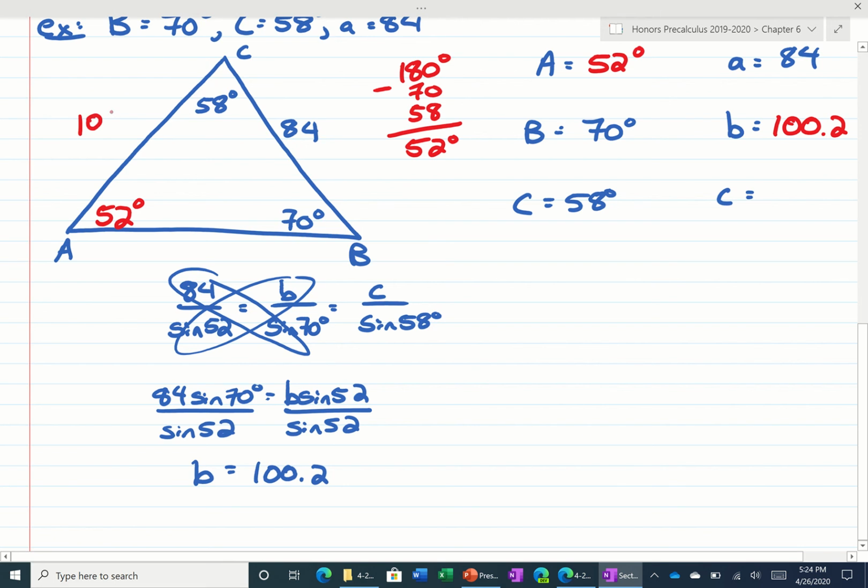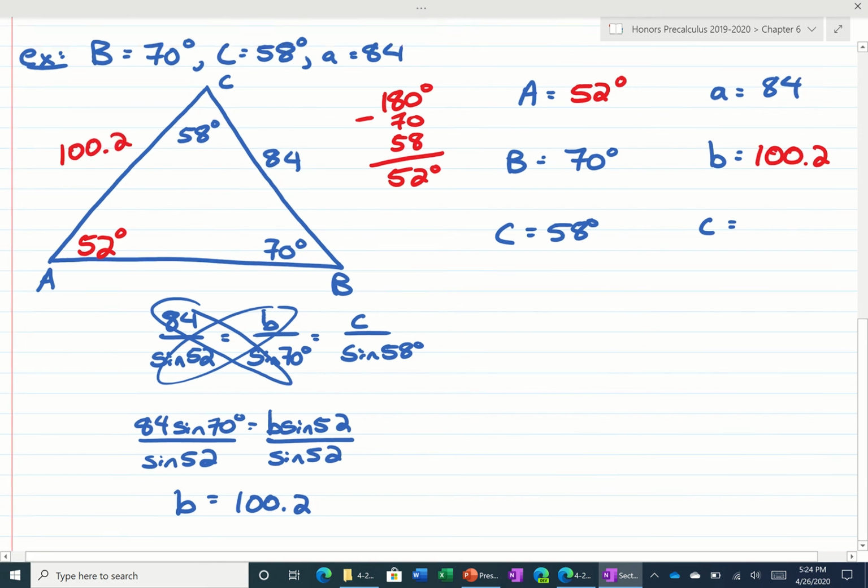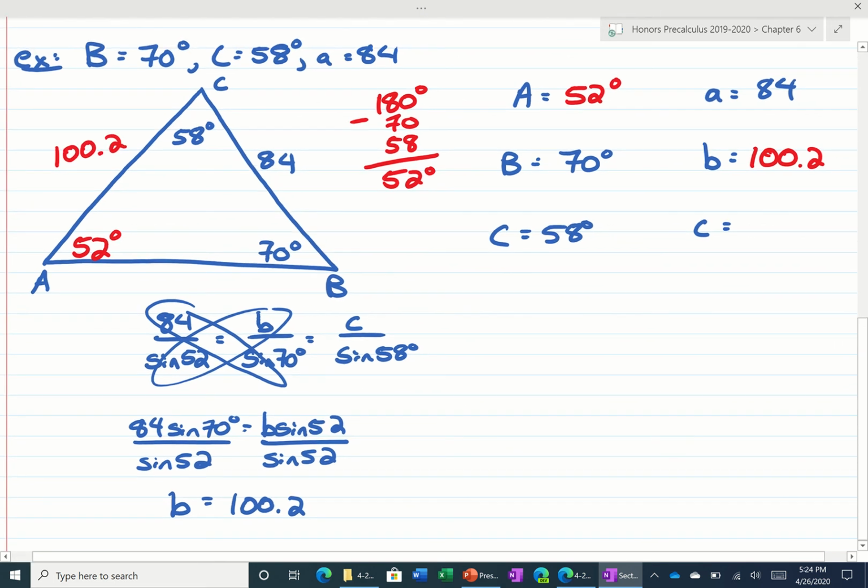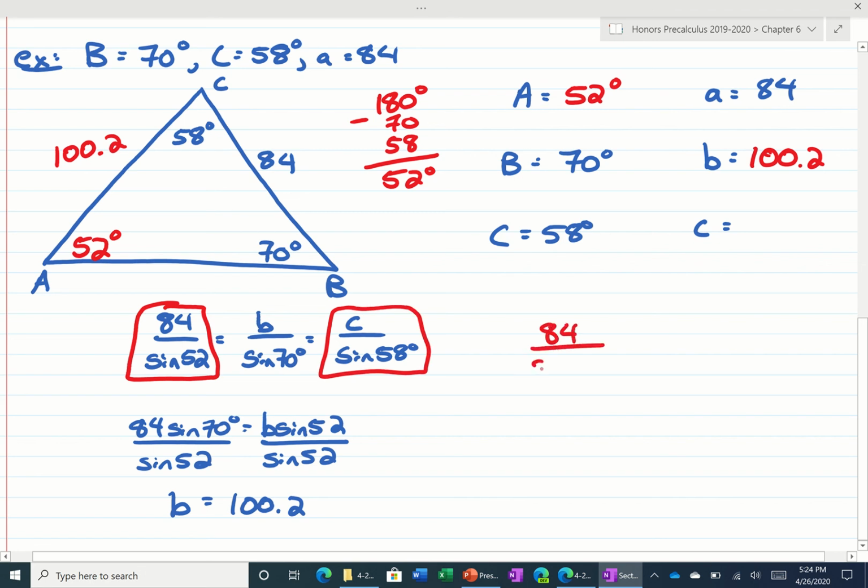I'm going to label that on my triangle. And remember, that's rounded, so I'm going to try not to use rounded answers to get other answers. And we can't use Pythagorean theorem because, again, that's also a right triangle. But what we can use is this one ratio and this one ratio. Let's do the same thing we just did, but this time we'll solve for side C. 84 over the sine of 52 is equal to C over the sine of 58. Cross multiply and divide just like we did before.